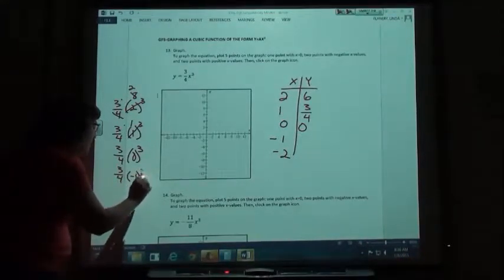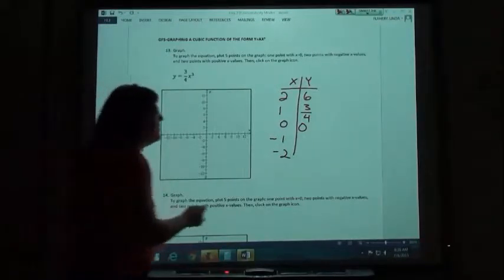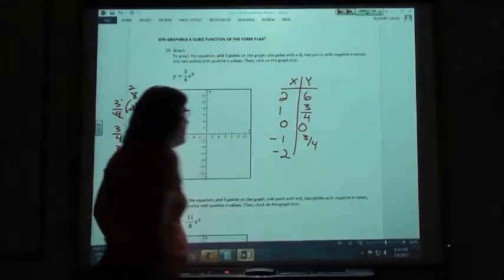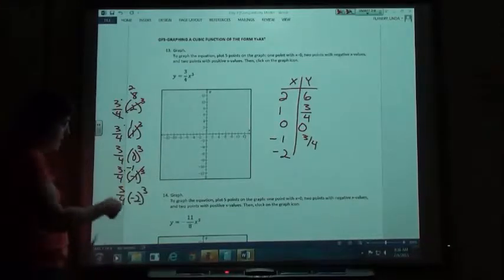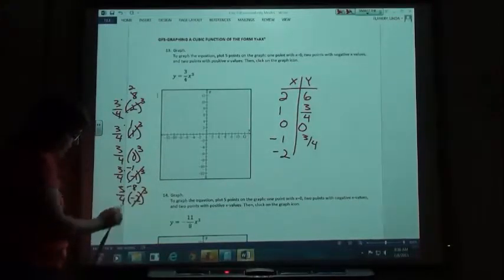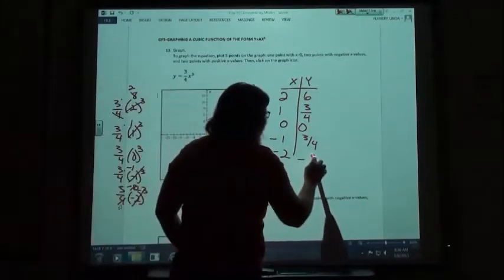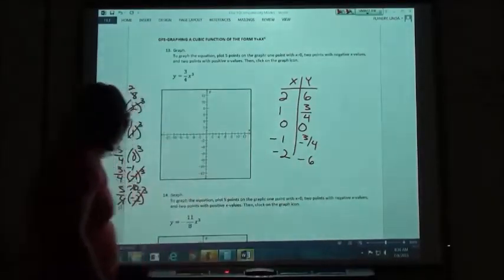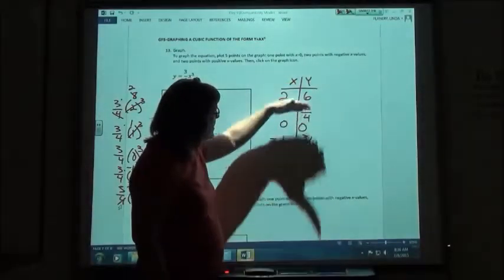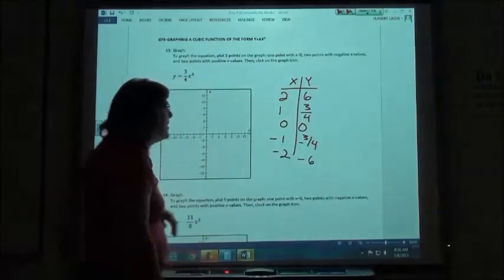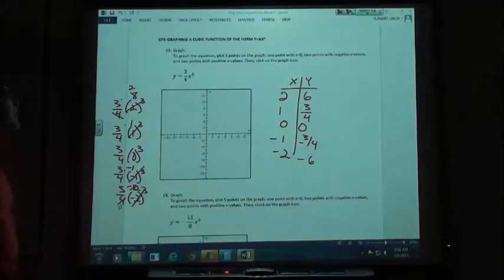3/4 times negative 1 cubed. A negative 1 cubed stays negative 1. Negative 1 times 3/4 is negative 3/4. And then 3/4 times negative 2 cubed. Negative 2 cubed is negative 8. 4 goes into there 2 times, so 3 times negative 2 is negative 6. That should have been negative 3/4, 3/4 times negative 1. So this is the opposite of this, and that's 0, 0. So make sure you get the negative in front of your 3/4 there. I didn't write it down when I wrote it on there.